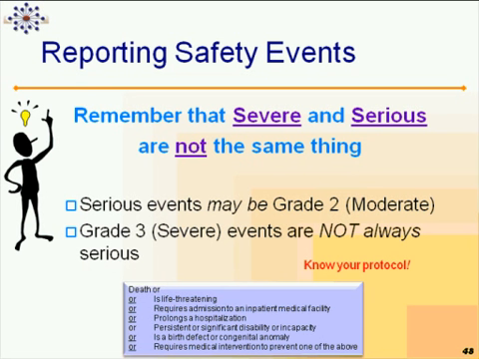Remember that severe and serious are not the same thing. Serious events may be grade 2 moderate. Grade 3 severe events are not always serious. In this text block down here, there's a regulatory definition: death, or is life-threatening, or requires admission to an inpatient medical facility, or prolongs a hospitalization, or persistent or significant disability or incapacity, or is a birth defect or congenital anomaly, or requires medical intervention to prevent one of the above. But you should look to the protocol to determine if something is a serious adverse event.